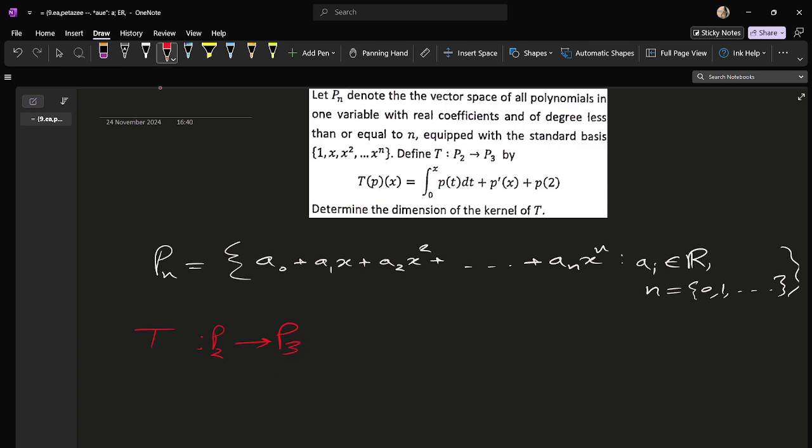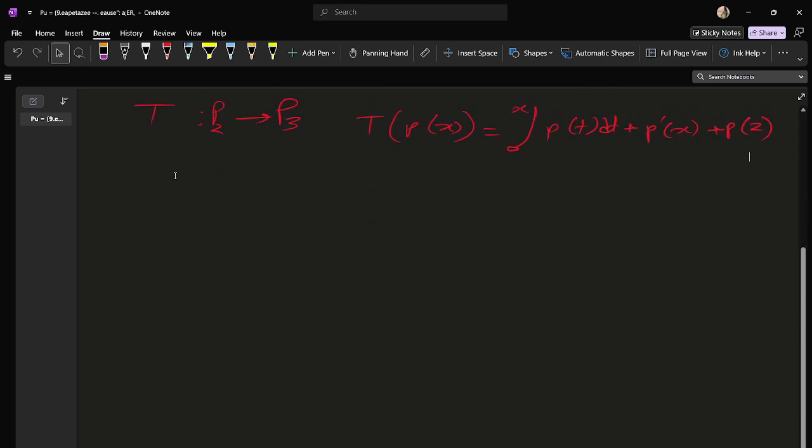So T of P of x is the integration from 0 to x of P(t) dt, after that there is P dash x plus P2. So we have to determine the dimension of the kernel of T. Firstly, I am going to write the basis of my P2.